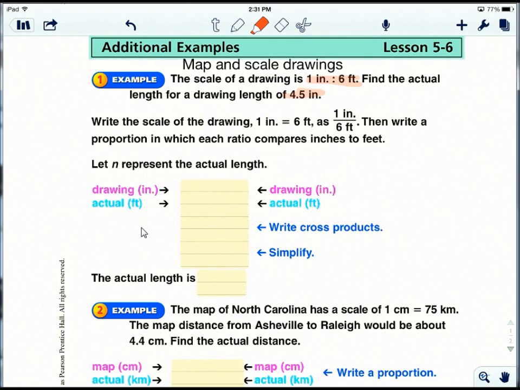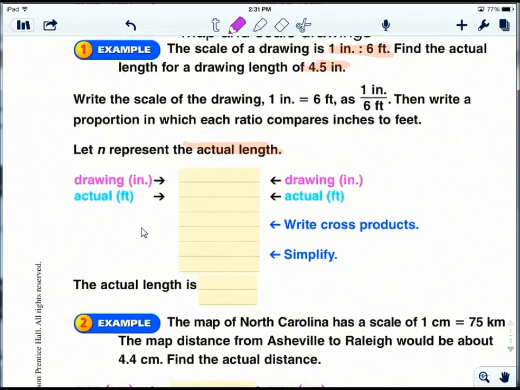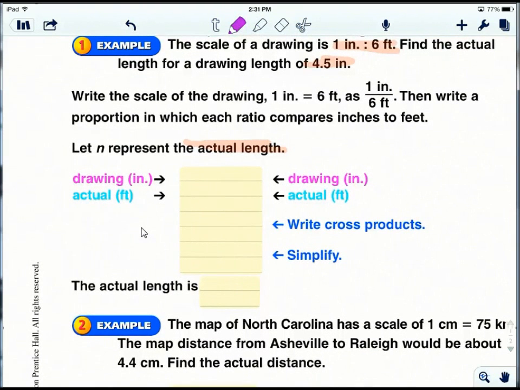So they want us to write a proportion so we can figure out what the actual length in real life is. Okay, so the first step is to write the proportion, and they're already helping us out by filling in some of the stuff that we need. So drawing over the actual. The first thing we're going to use is the ratio that they gave us, and we're going to put that on the left hand side. So we have 1 inch to 6 feet. And on the other side, we're going to put what information we know. Well, we know that the length is 4.5 inches.